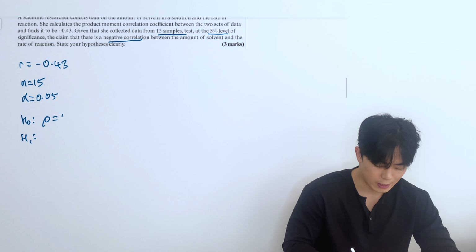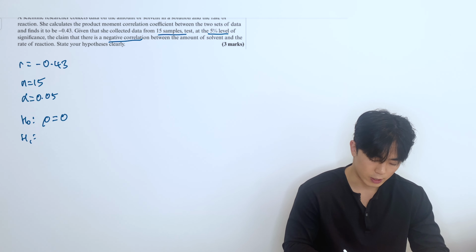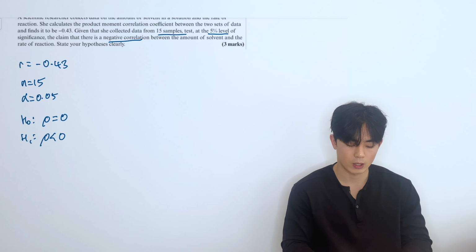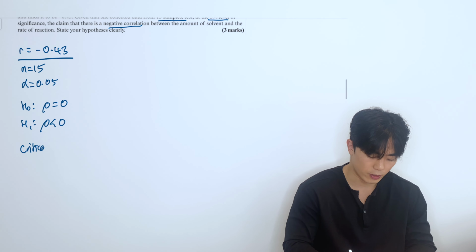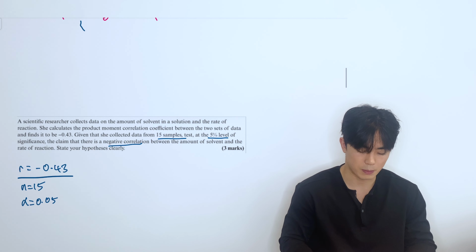So we have to assume that there's zero correlation for the whole population, rho is zero. And she's saying test whether there's a negative correlation, so rho will be less than zero for this H1. Now, we found this r value here, so we need to find the critical r value. And as you can see, n is 15 and alpha is 0.05.